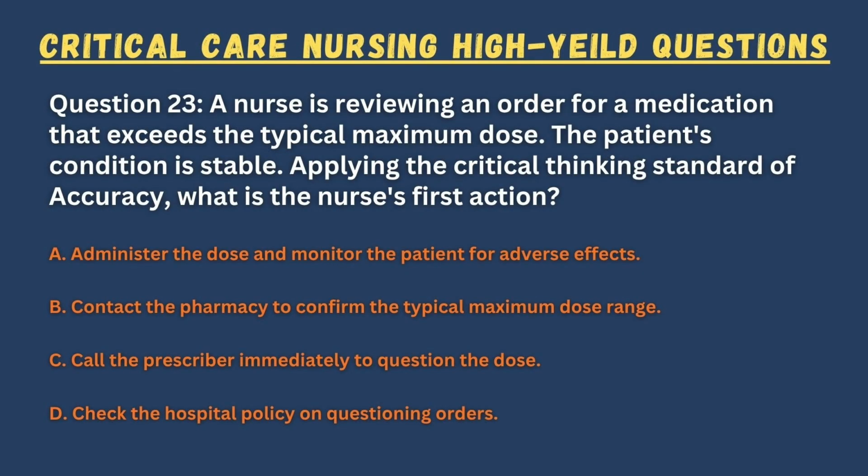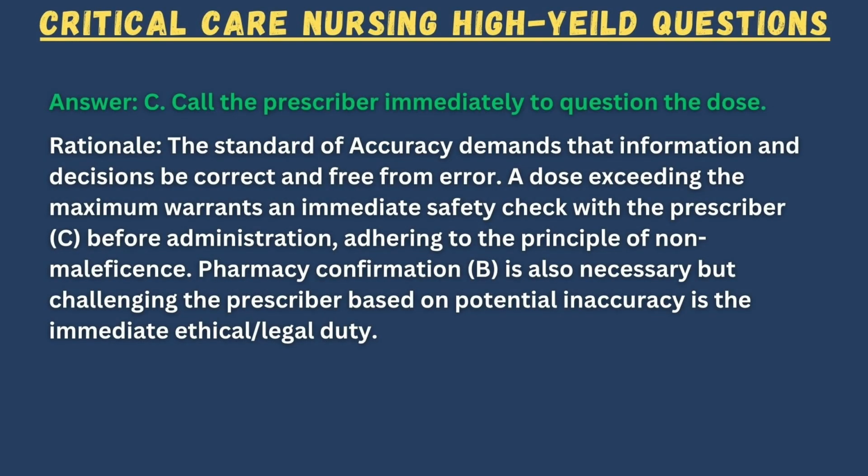Question 23. A nurse is reviewing an order for a medication that exceeds the typical maximum dose. The patient's condition is stable. Applying the critical thinking standard of accuracy, what is the nurse's first action? A. Administer the dose and monitor the patient for adverse effects. B. Contact the pharmacy to confirm the typical maximum dose range. C. Call the prescriber immediately to question the dose. D. Check the hospital policy on questioning orders. Answer: C. Call the prescriber immediately to question the dose.